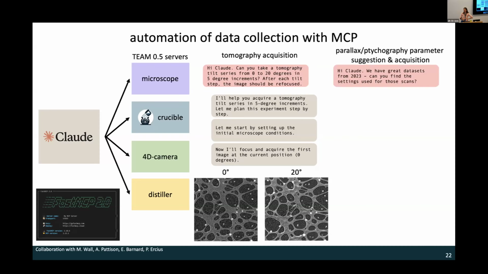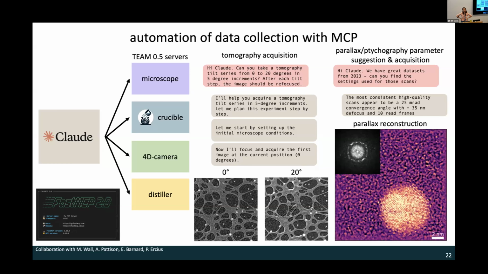We can do even better. Some of these methods I've been talking about, like parallax and ptychography, require some experience and expertise for how to take the data. You operate the microscope a little bit in a funny way. So we said, hi, Claude, we want to do some of these ptychography experiments. Here's some good scans. Can you give us some suggestions for parameters? And of course, Claude was happy to guide us step by step with recommended parameters for this experiment. And we ended up with a nice reconstruction in the end. So this was pretty cool. There's certainly more to do here, and we'll all find out if LLMs are here to stay.